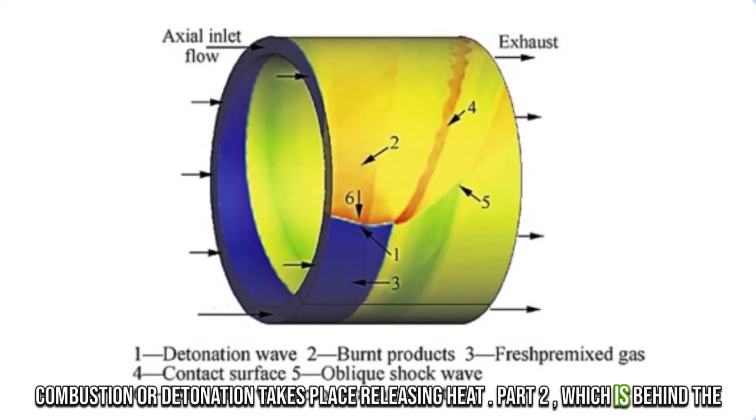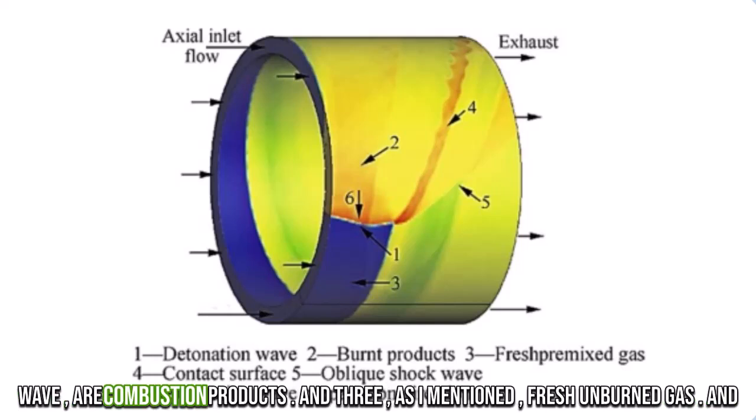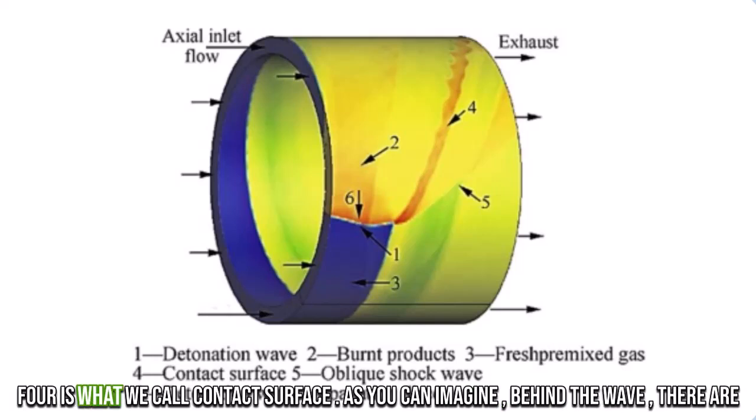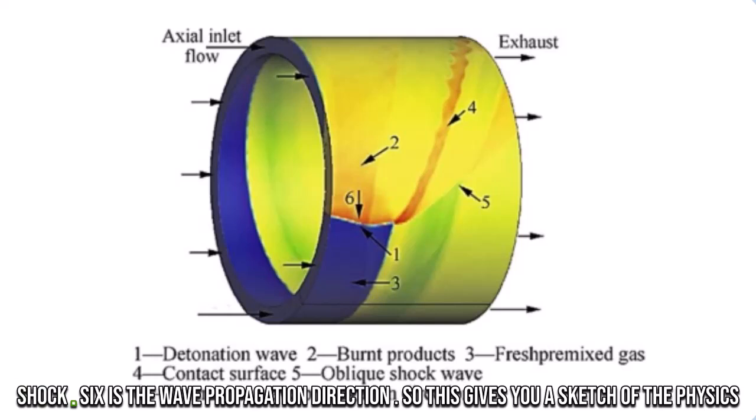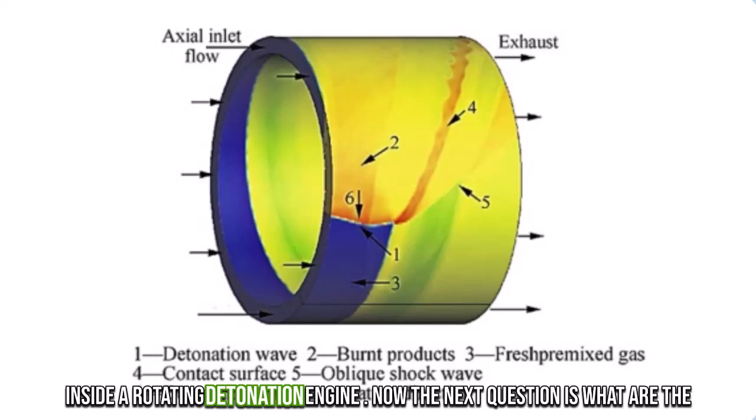Now, 2, which is behind the wave, those are combustion products. And 3, as I mentioned, fresh unburned gas. And then 4, this is what we call the contact surface. As you can imagine, behind the wave, there are several areas. And 5 is the oblique shock that's generated by this main detonation shock, okay? And 1 is the wave propagation direction. So this gives you a sketch of the physics inside a rotation detonation engine.